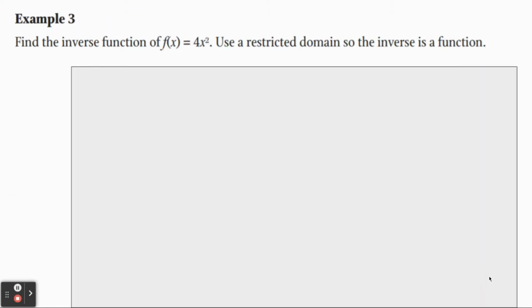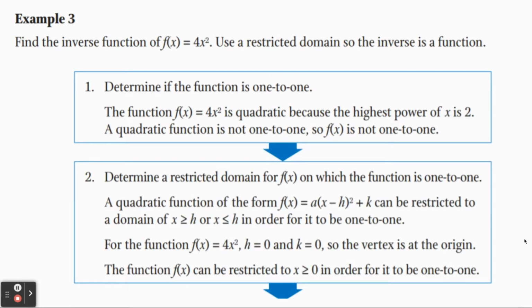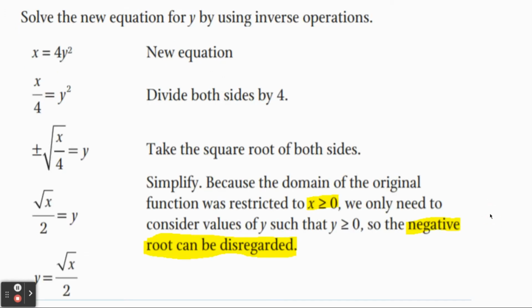Now finally, let's talk about this quadratic. We have f of x is equal to 4x squared, and we need to use a restricted domain because a parabola is not one-to-one, so your inverse will not be a function. So let's let x only be positive, or in other words, x is greater than 0. We're going to make that our restricted domain, which means when it comes time to take the square root, we're not going to be considering the negative square root.